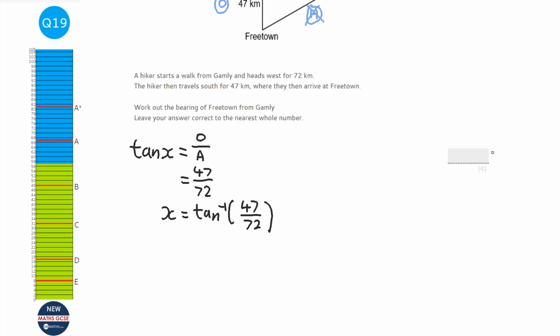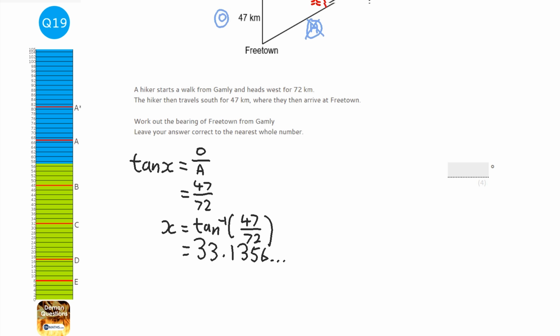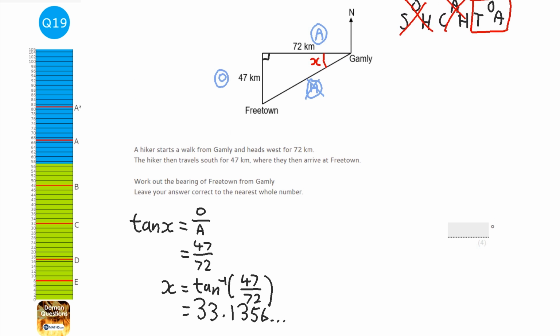Let's press equals, and that equals 33.1356 and so on. Okay, let's have a look. So x is 33, but we still haven't got a bearing. What we can do is work out what this one is, and I'm going to call that y. So to work out what y is, it's going to be 33.1. Well, we're looking for the nearest whole number, so let's call that 33.